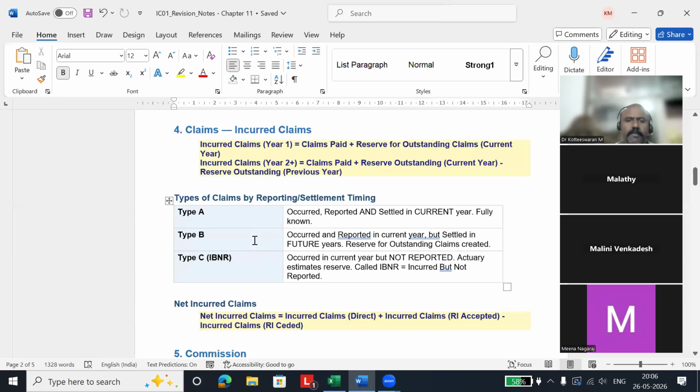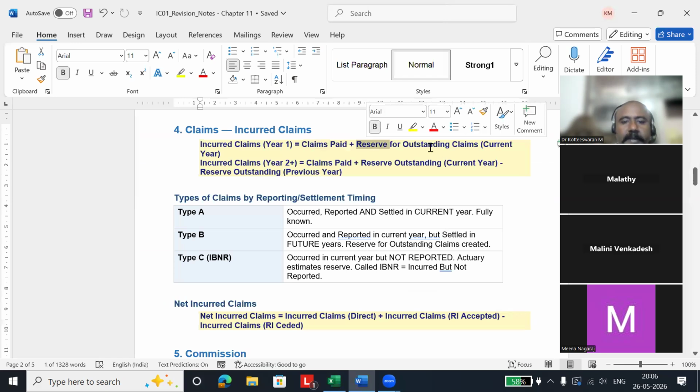So finally we see about claims. So claims, we have incurred claims. That is claims paid plus reserves for outstanding claims. Okay. So first year, we'll see like an insurance company. I'm starting an insurance company now. Okay. Today, 2026. So how am I going to account it? So this is year one for me.